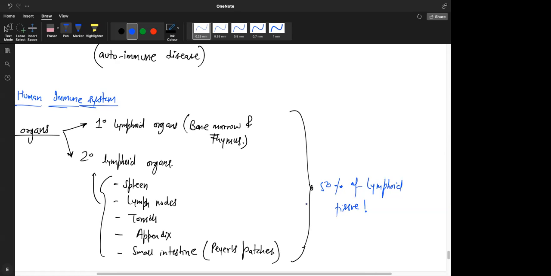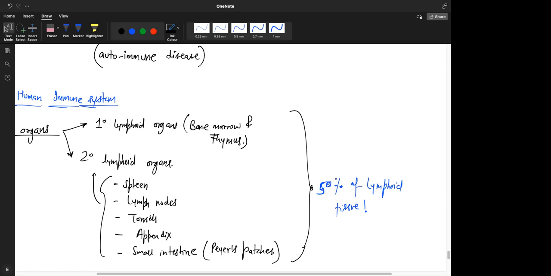Make sense? Yes. So if they ask you which is the major contributor of lymphoid tissues from the given options, option A bone marrow, option B thymus, option C lymph nodes, and option D MALT. You know that bone marrow and thymus are primary lymphoid organs, so everyone goes for that. But what is the right answer? MALT. Yes, it's MALT.